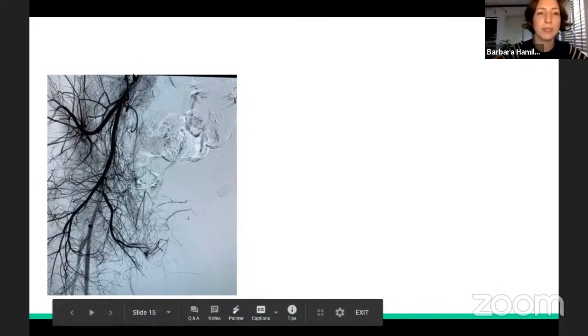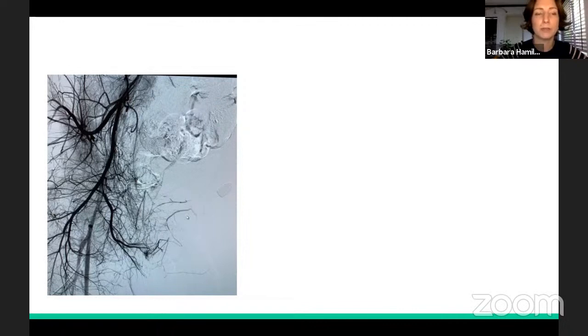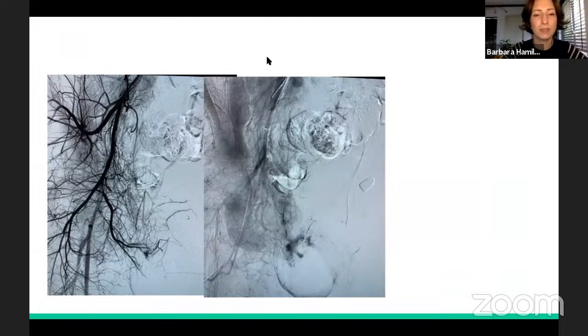This is my access point, and the arteries that are lit up are just supplying the inner pelvis, and this is supplying the buttock. So this is all the anatomy that you're going to learn in anatomy over time. Okay, and so over the course of the angiogram, you can see that there's this active bleeding out.